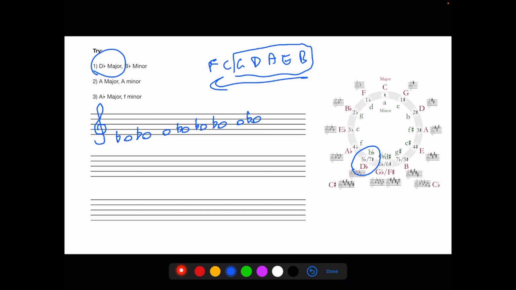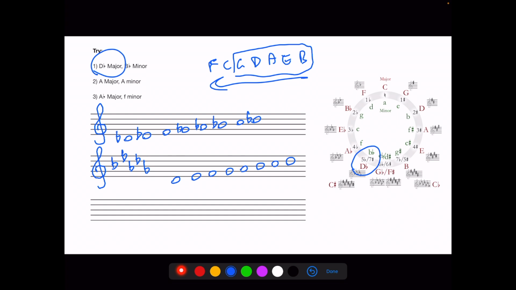And instead of having to write all of those flats in front of each note, you can also turn it into a key signature. Well, with a key signature, you know which notes are going to be flat, right? So B, E, A, D, G. B, E, A, D, G. And then you can just write the scale without any accidentals. And that's it. That's D flat major scale.